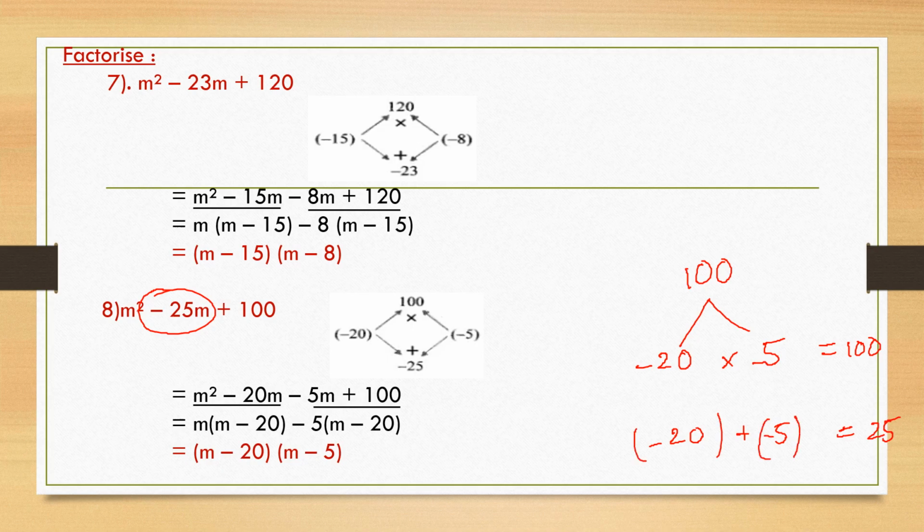So minus 20 multiplied by minus 5 will be 100. And minus 20 plus minus 5, so it will get added, and with the sign of the greater number, that is minus, that's how you'll get minus 25.